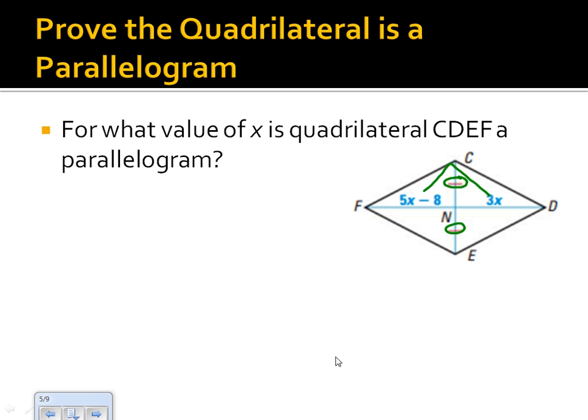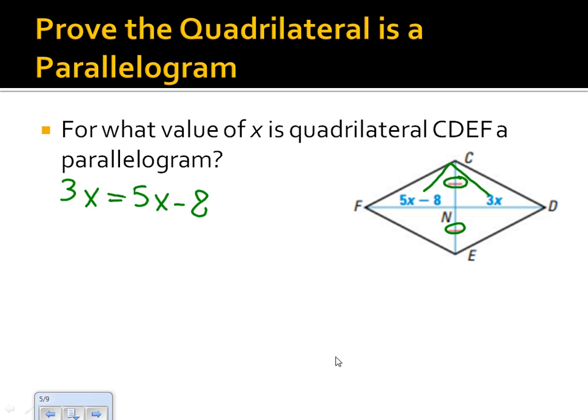3x plus 5x minus 8? Oh, equals. Good. So they have to be equal to each other because they have to bisect each other. Does that make sense there? How would I solve this?